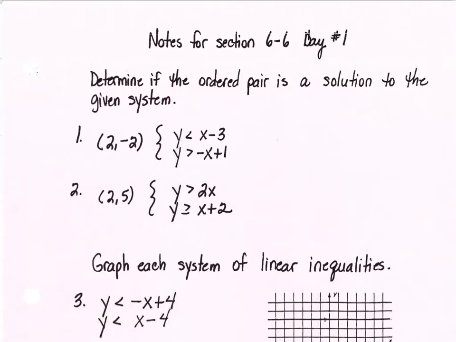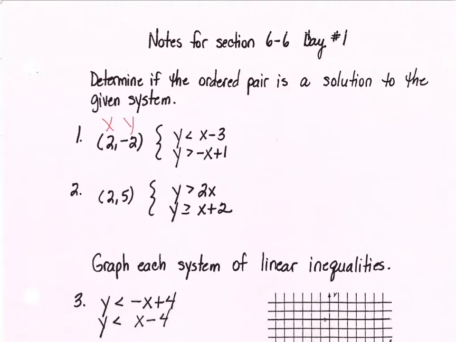First thing to take a look at is examples numbers 1 and 2. Determine if an ordered pair is a solution to the given system. An ordered pair is a solution if, when you substitute it into each expression, you get a true statement. We've already done this with equations, so we're going to do the same thing with inequalities, and we did it on yesterday's assignment. Now we're just going to plug it into two different inequalities.